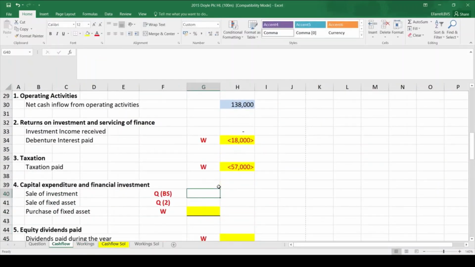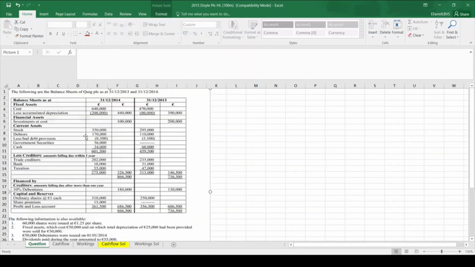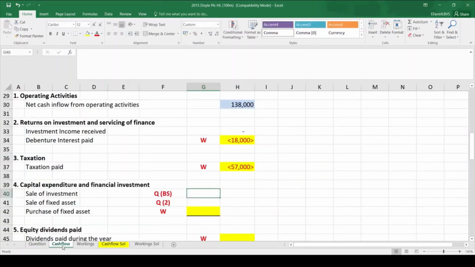Capital expenditure and financial investment. So the first thing here, this is if we buy or sell any assets, they'll go in here. So there's a sale of an investment. Where are we getting that from? If we see here, investments were 200,000, they're only 100,000 now. So we must have sold investments of 100,000, and because we sold it, it's money in, we're up 100,000.